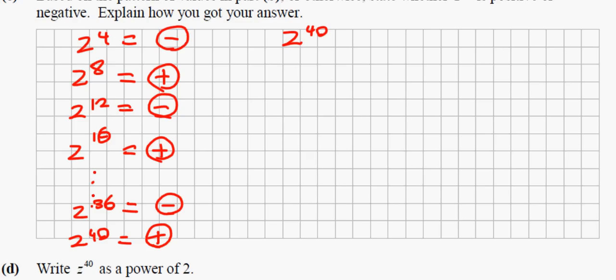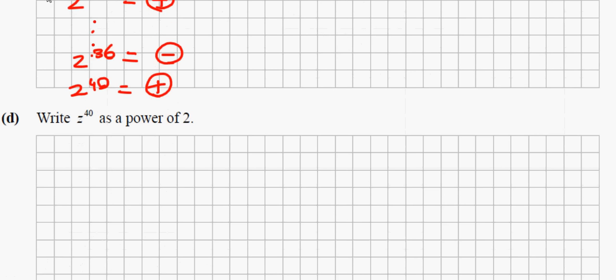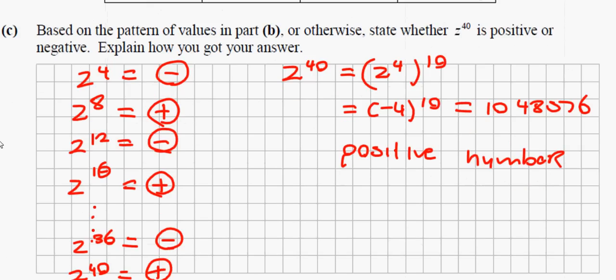Another way of doing it would be to use your rules of indices again, where Z40 is Z4 to the power of 10. And what we know about Z4 is that it's minus 4. Put it into the calculator, and we know that it equals a positive number, the answer being 1,048,576. Now, next thing we've got to do is write Z40 as a power of 2. Quite a difficult question, this one.